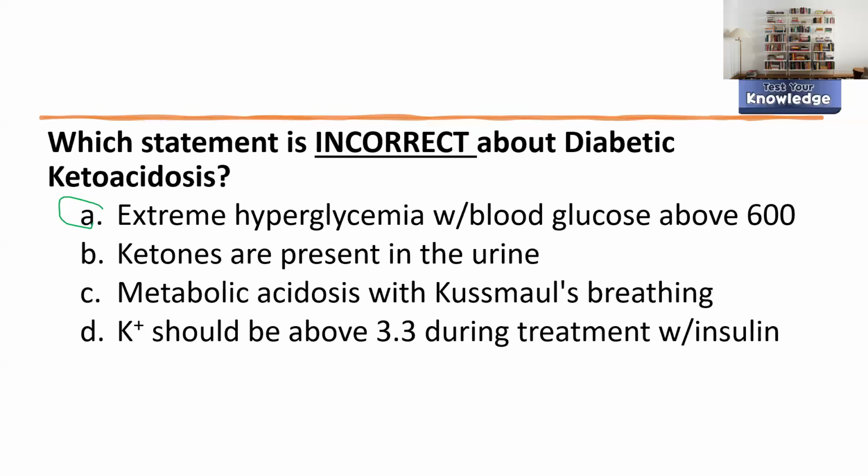But why is it the correct answer? Well, the reason is there's another complication of diabetes mellitus known as HHS, which we will discuss next. We said that in DKA, the blood sugar usually shoots all the way to around 400, but rarely above that. So the correct answer is letter A.